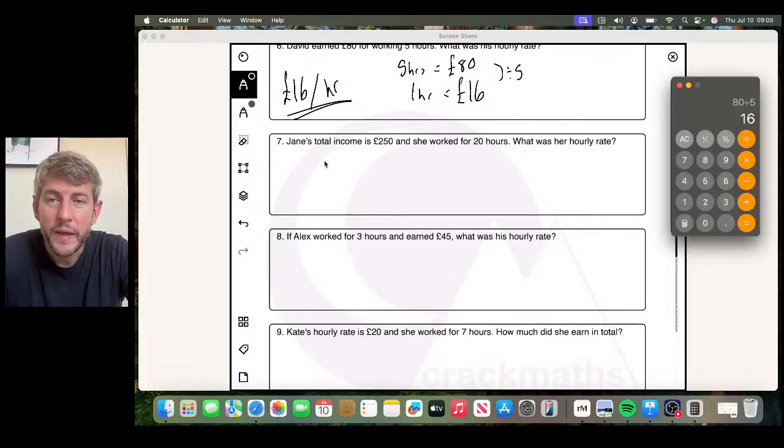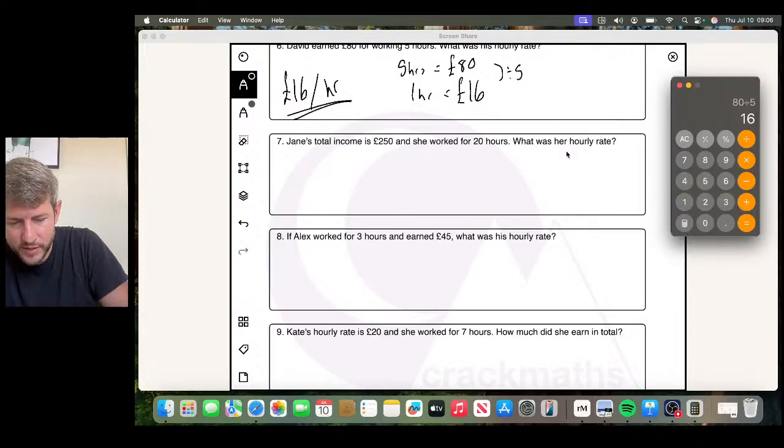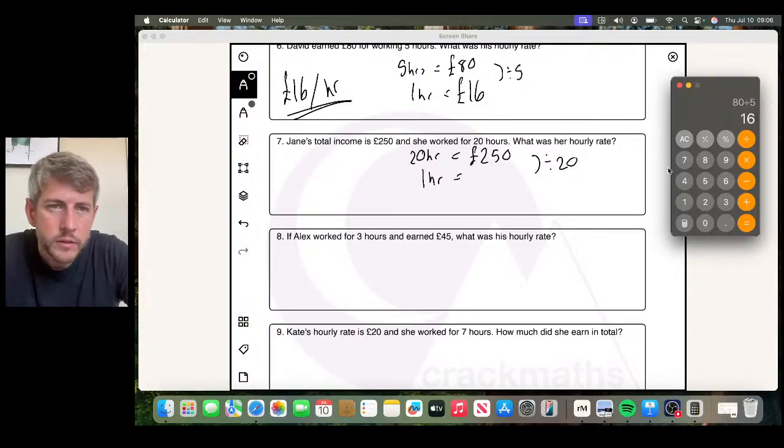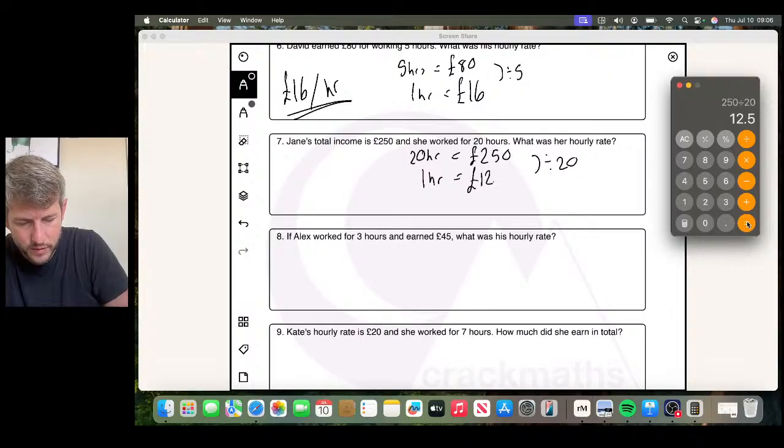Jane's total income is £250 and she worked for 20 hours. What was her hourly rate? So 20 hours equals £250. So 1 hour is this divided by 20. So 250 divided by 20 is this. Perfect. Remember to add the 0 on here because it's money, pounds and pence, so we need to know the 0. So that's £12.50 per hour.